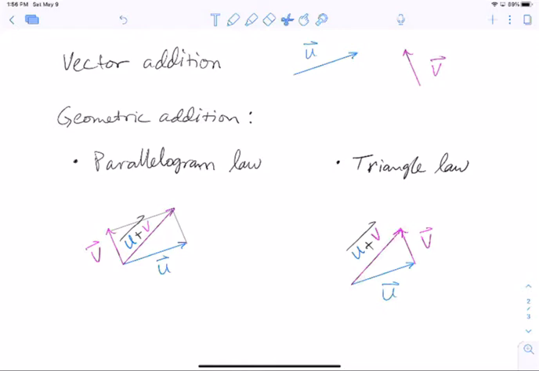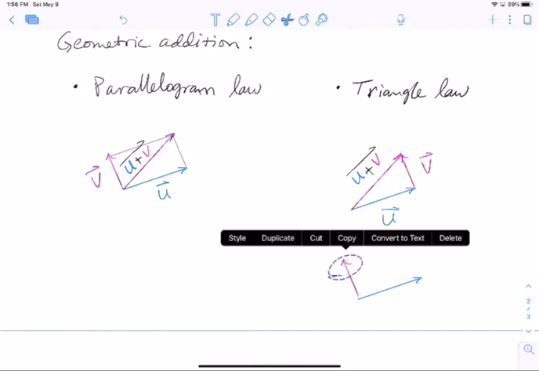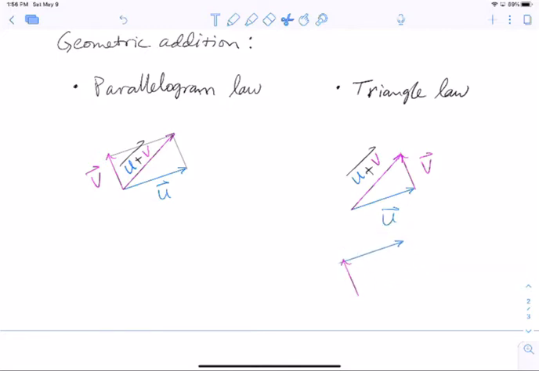Of course, it wouldn't matter actually if we started with u or started with v. So I'm just going to do a quick little rearranging bit here and say if we started with v and then put u at the head of v and then connected the tail of v to the head of u, we'd still end up with the same vector. And what we've just described is that the vector addition v plus u results in the same vector as u plus v. In other words, vector addition is commutative.